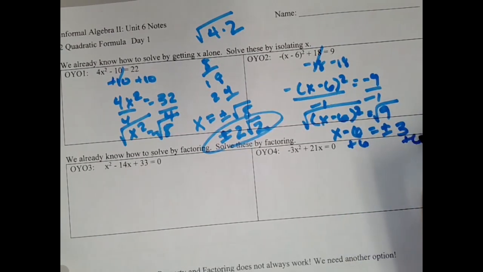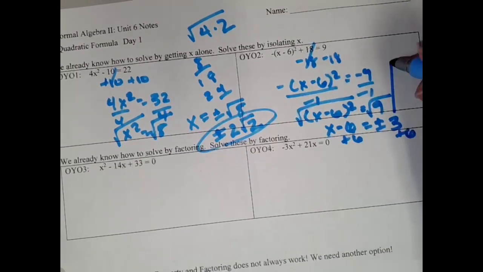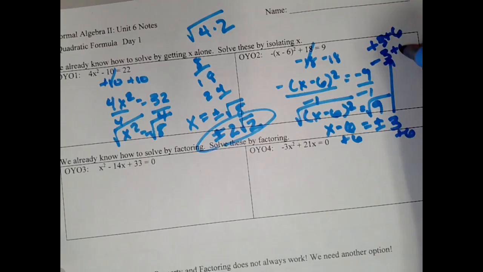Add 6 to each side. Don't forget, you need to write this as two different things. A positive 3 plus 6, a negative 3 plus 6. So that gives me 9 and 3.